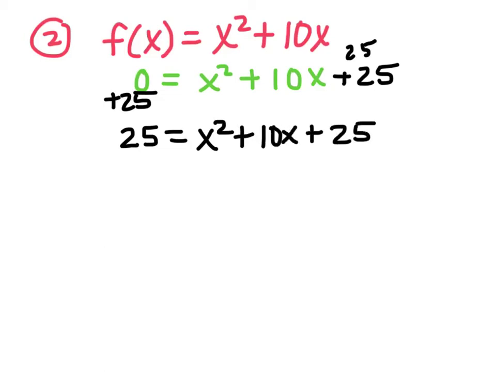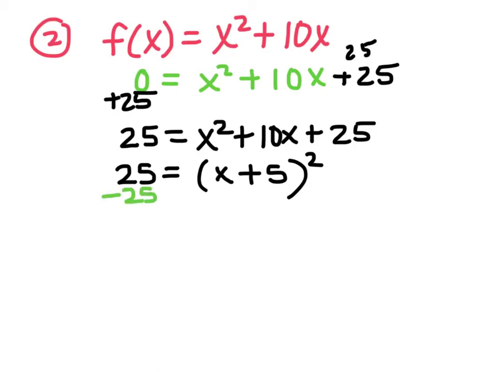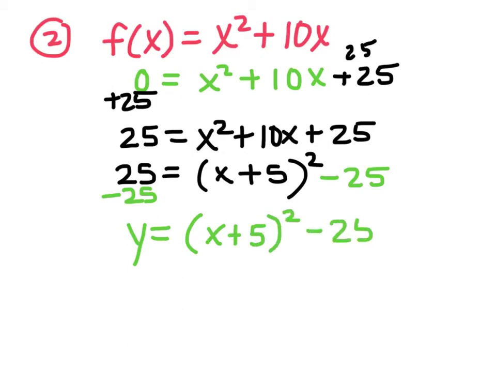Okay, now I'm going to rewrite it. I'm going to factor it. Looks like it'll be x plus 5 squared. All right, now to get it in graphing form, I need to get this gone from that side. I'm going to subtract 25. So I get y equals x plus 5 squared minus 25.